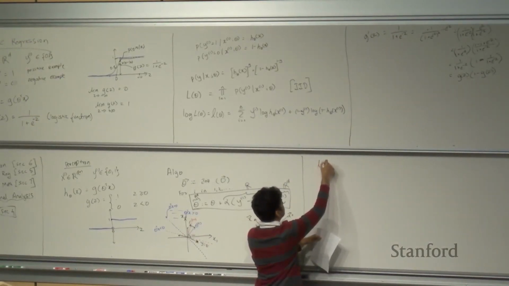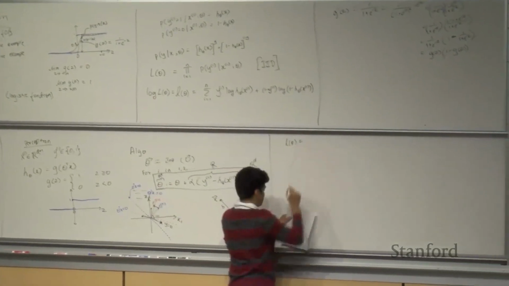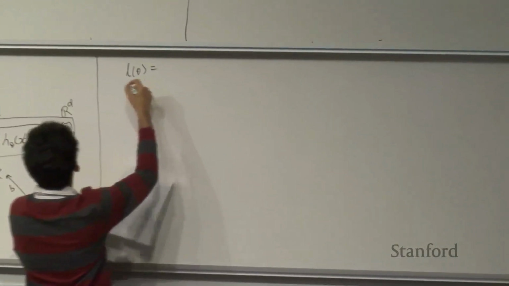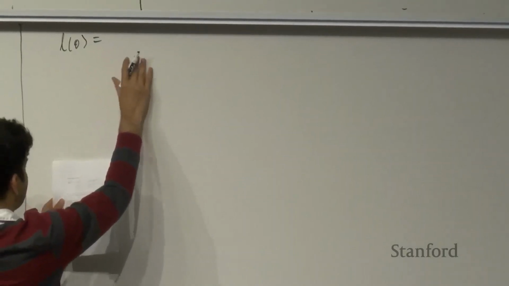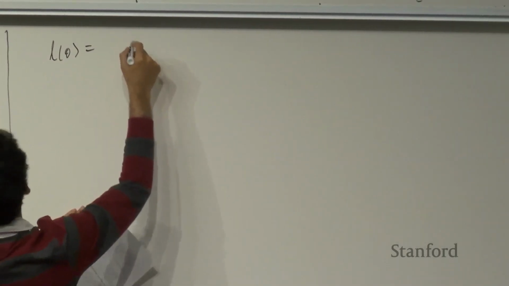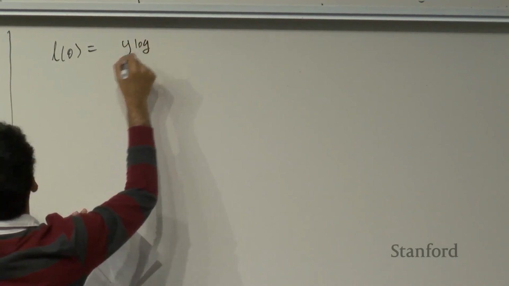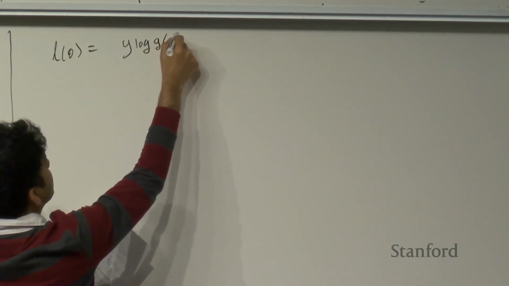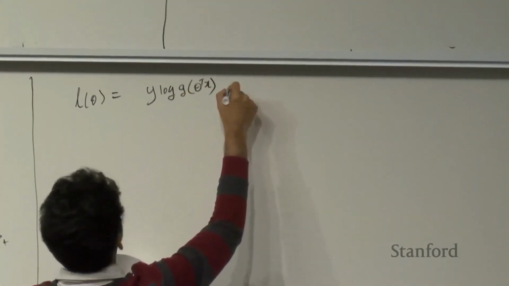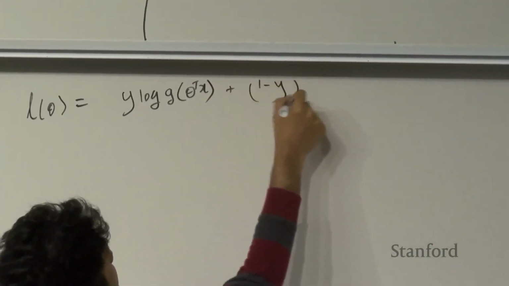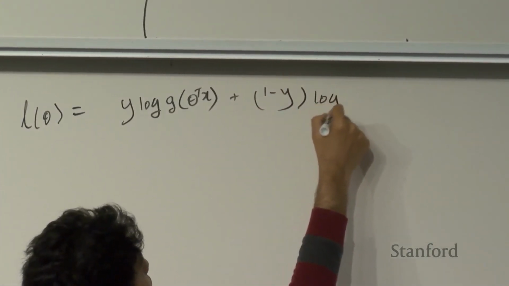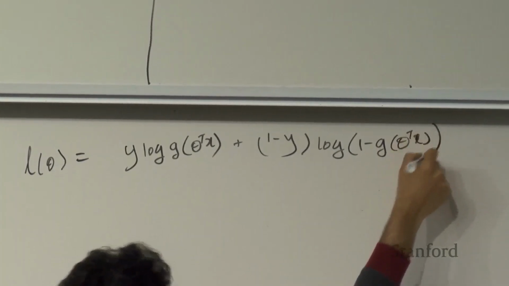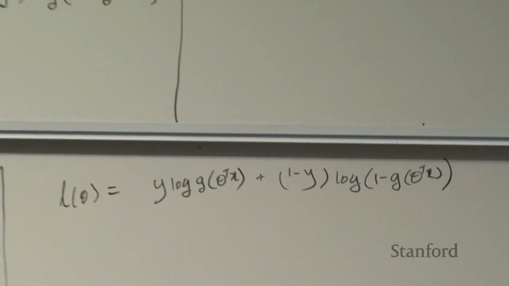So L of theta is equal to, let's just look at one example for now, with just one x and y, and across all of them it's just a summation over examples. So I'm just going to use x and y for now. So L of theta is y log h theta of x, where h theta of x is just g of theta transpose x, plus 1 minus y times log 1 minus g of theta transpose x, right? This is just the log likelihood written for one example, right?